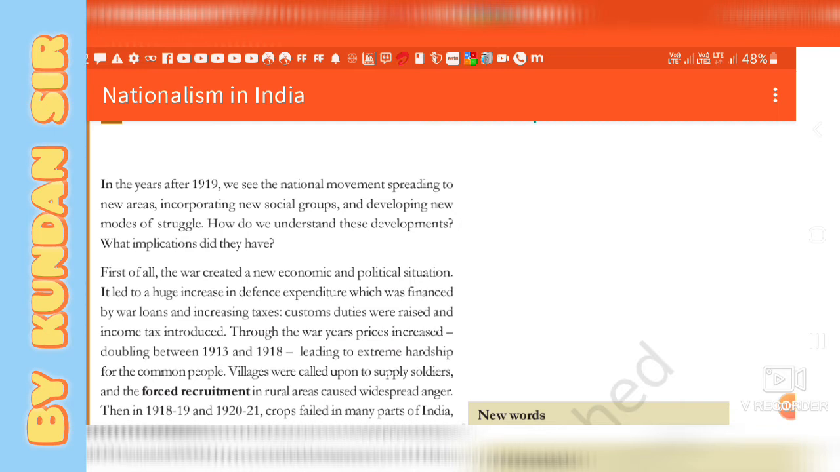Now move to colonialism. Here there is one word, as mentioned in the paragraph, colonialism. Colonialism means being a colony of others. Being a colony of others means being ruled by some other country. Suppose, being Indian, we were a colony of the British. It means we were ruled by the British.